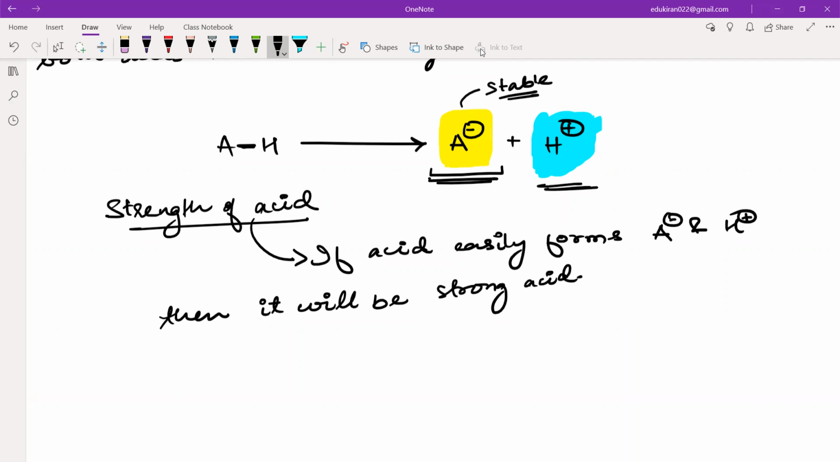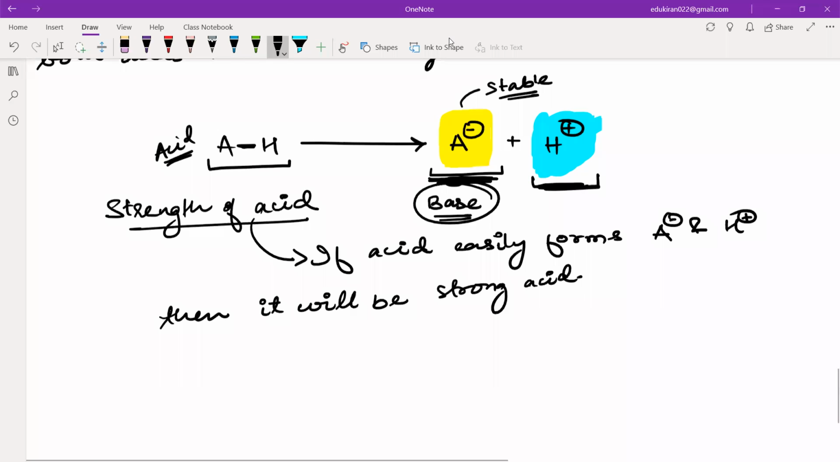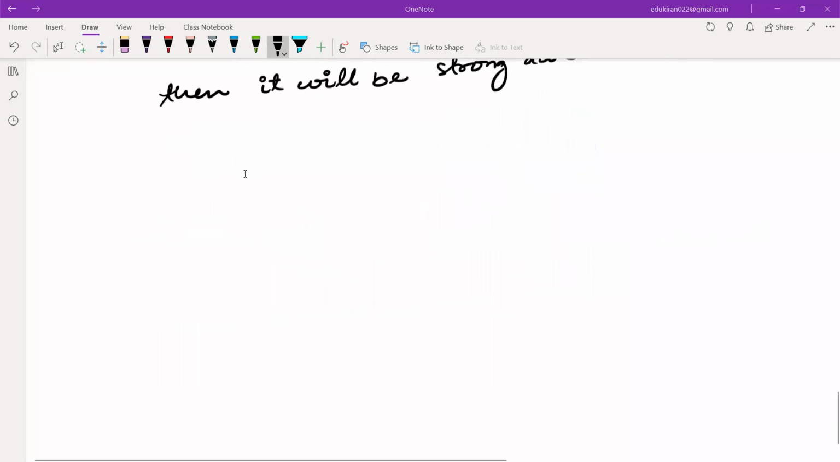Okay, now one more thing. If A negative is our base, what is the tendency of a base? It accepts H plus. Yes, correct. And this acid is strong, hence this A negative is stable. And since this A negative is stable, it is not accepting and not bonding with the proton. That means, can I say that it is a weak base? Yes, sir. You can see that, right? Now, we've got to some conclusions here.